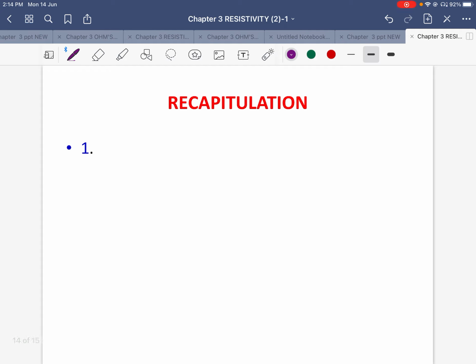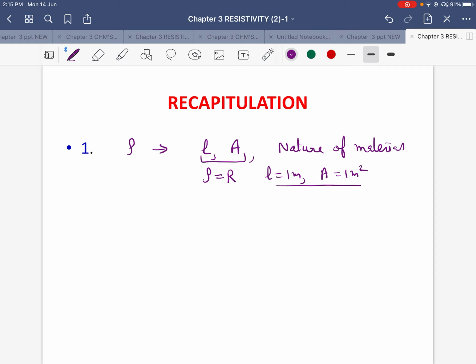At the end of this video, we will recapitulate what we have studied today. First, resistivity rho is independent of dimensions, that is the length of a conductor and area of cross section of a conductor. It only depends upon the nature of the material. It is independent of these because resistivity is equal to the resistance of a conductor whose length is 1 meter and area of cross section is 1 meter square. This is fixed, so there is no change in resistivity with change in dimensions.